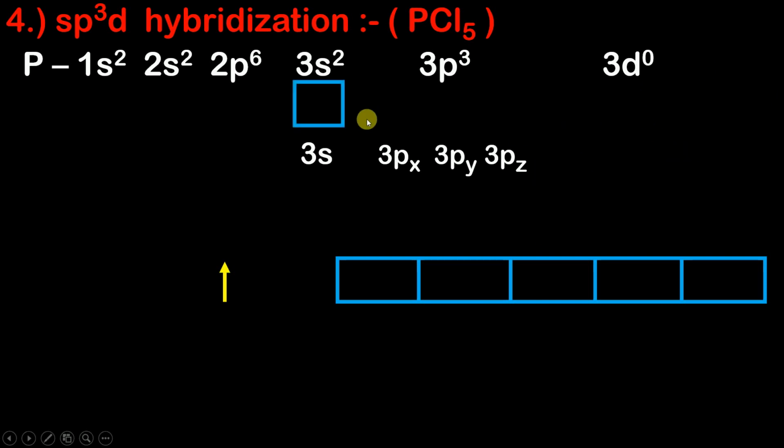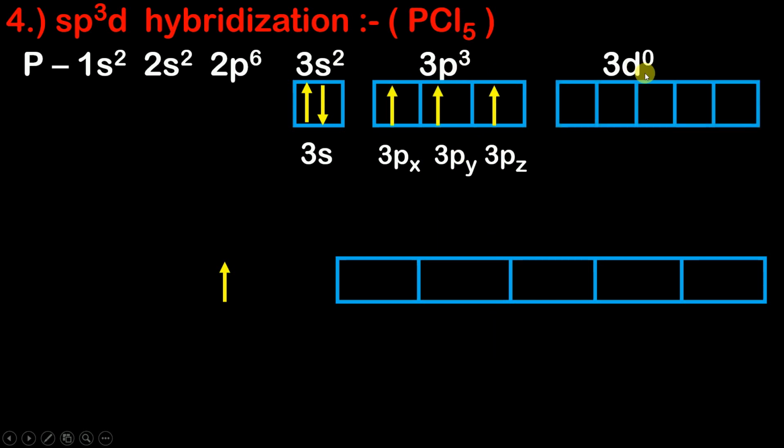Now since there is only 1 orbital, I draw 1 square, and inside this square there are 2 electrons, as you can see over here. Now if you consider over here, there are 3 orbitals present and there are 3 electrons, which means that each orbital will get 1 electron respectively. Clear with this? And here this d, although it contains 5 orbitals, does not have any electrons because there are no electrons left.